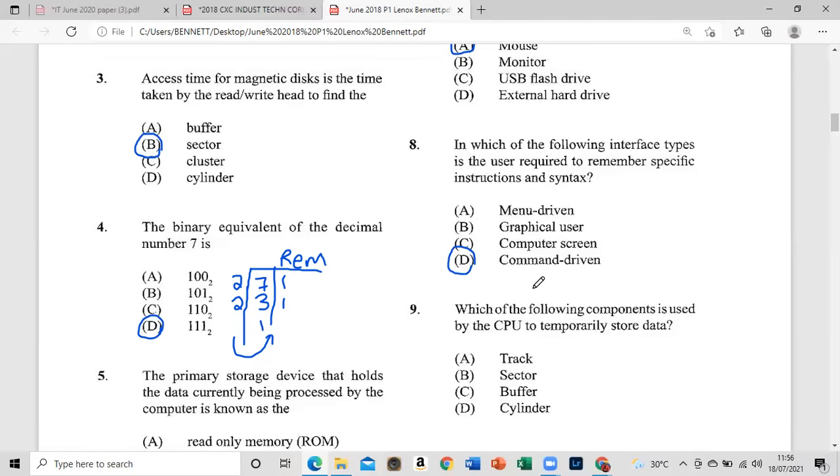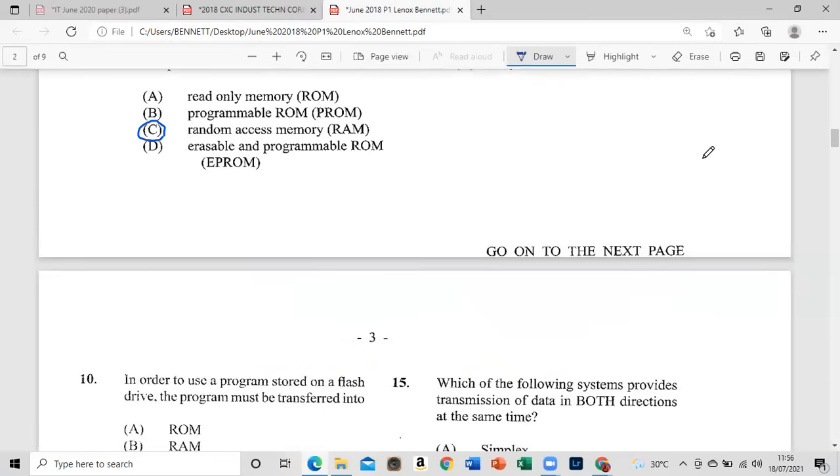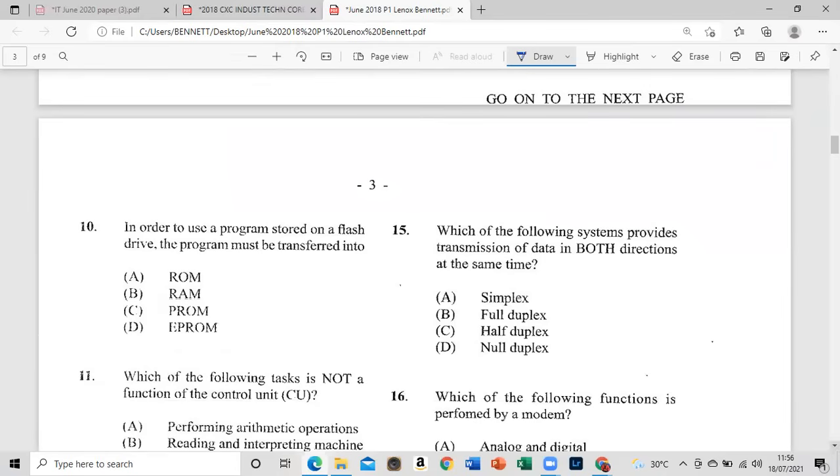Number 9 says, which of the following components is used by the CPU to temporarily store data? And this one took me a while too, and it is also the buffer. The buffer. All right, so let us go on to number 10.